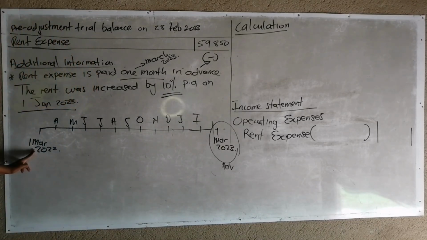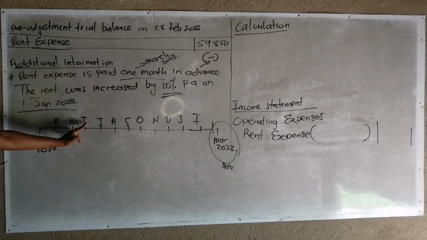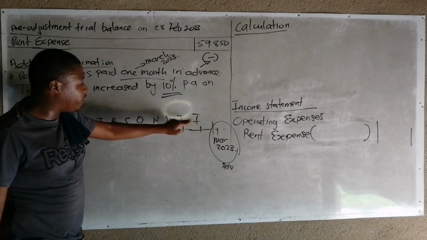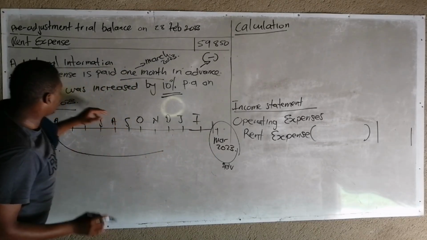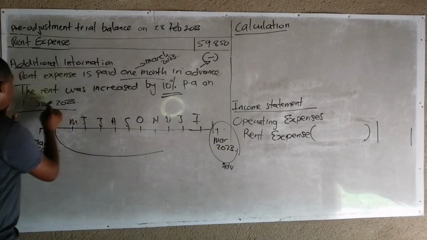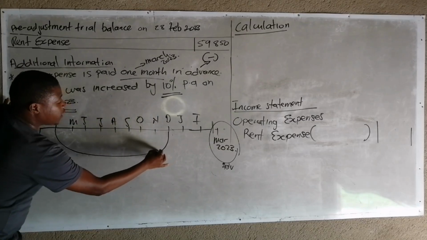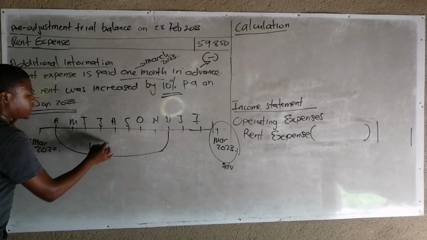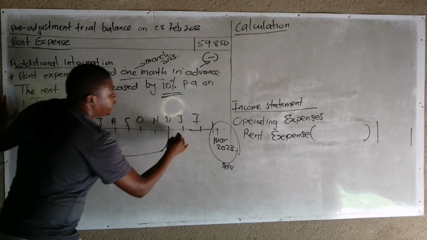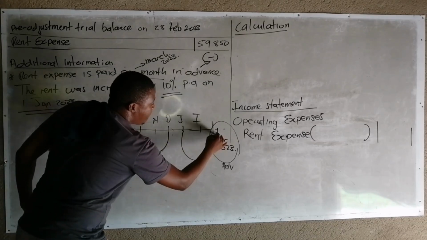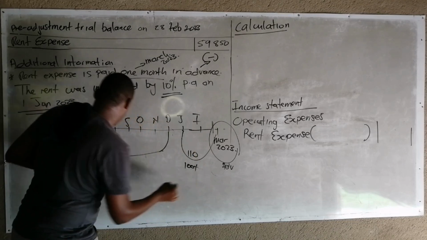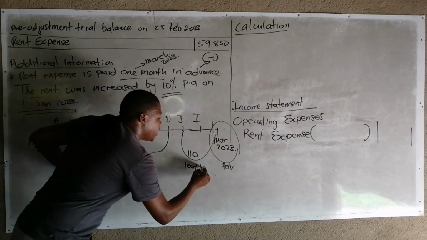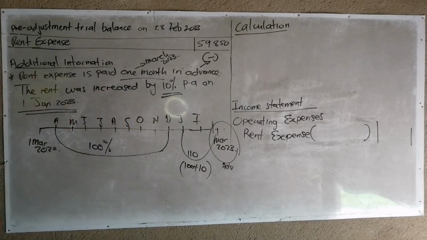Okay, so from the 1st of March it is 1, 2, 3, 4, 5, 6, 7, 8, 9, 10, 11, 12, and then 13. So it's 13 months. Because they said it increased on the 1st of January, until December the rent was 100% because there was no increase, guys. Then from 1 January to March, it was 110%. How do we define that? It was 100% before the increase, then plus the 10%, which gives us 110%. So if you calculate this, the months should also balance as well.